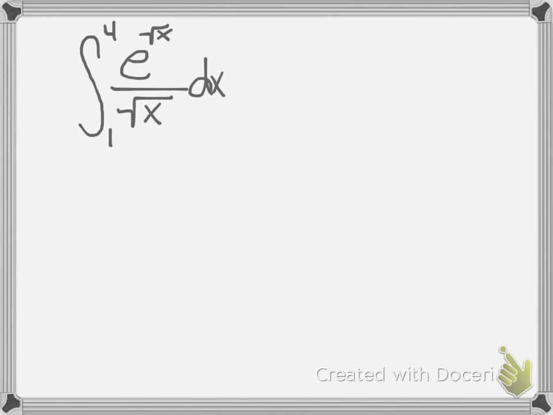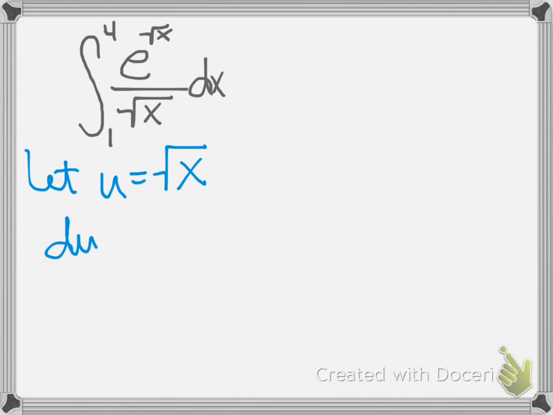Alright, so here's one last example to try, so pause the video and go give it a shot. So I'm going to let u equal the square root of x. That is an inner function that I have here, and I can already see through my experience that I'm going to have the derivative in there as a factor.